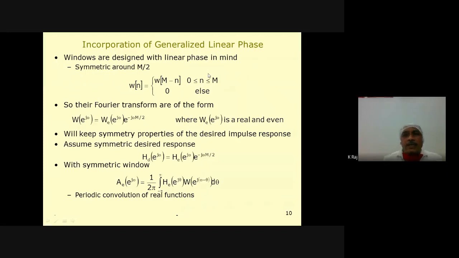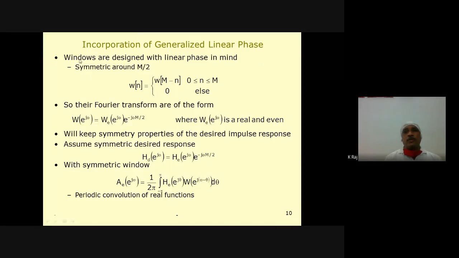Incorporation of the generalized linear phase response. As we know, what is the advantage of the linear phase response of any filter? There is no group delay distortion, or the group delay is constant. So whatever is the delay for any frequency, the same delay applies for each and every frequency. So the shape of the signal remains the same. There is no distortion if the filter has a linear phase response.